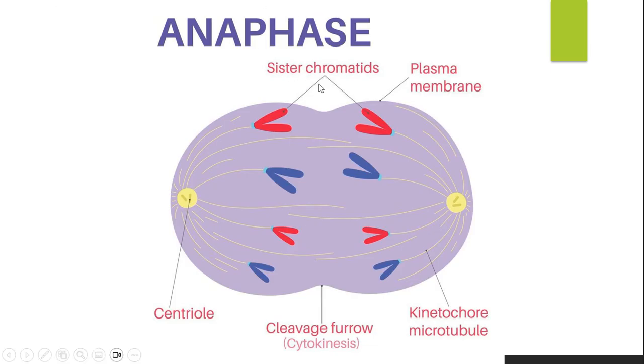Anaphase, right? So these are sister chromatids. As you can see, these are blue. So this and this are non-sister, but this and this are sister, right? So as you can see, these ones are sliding past each other, interpolar, right? The cleavage furrow, this is like the start of two daughter cells. These are centrioles. These are kinetochore microtubules. That's the plasma membrane. As you can see, this is the first time we see the formation of plasma membrane.